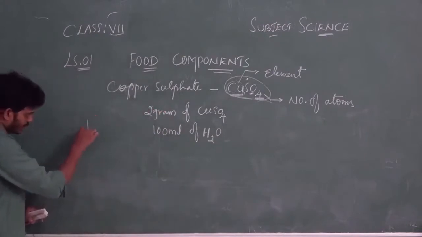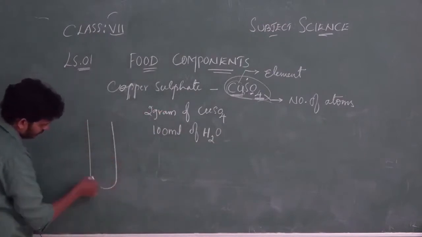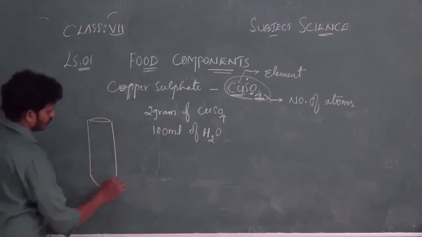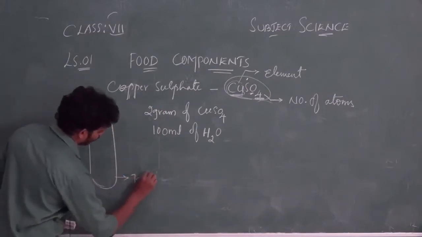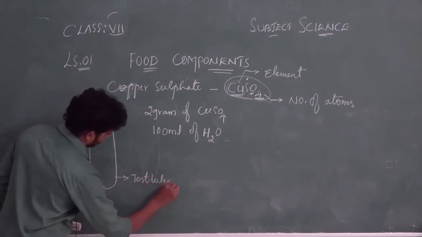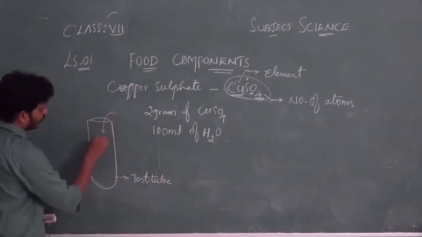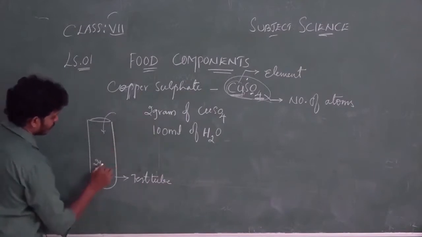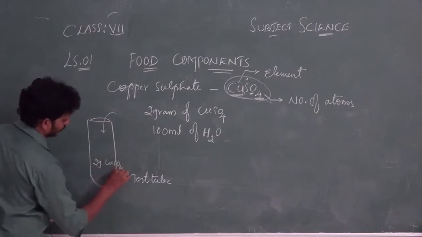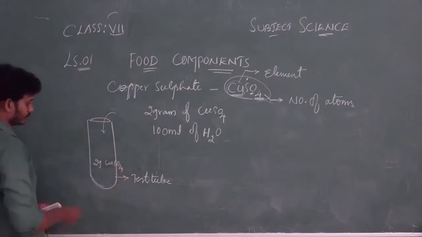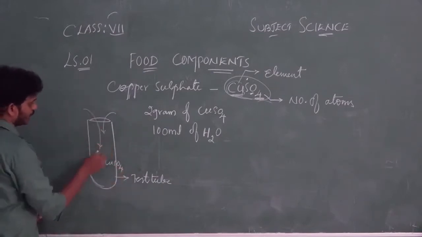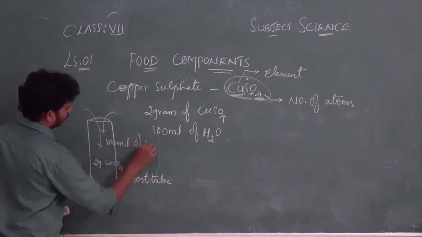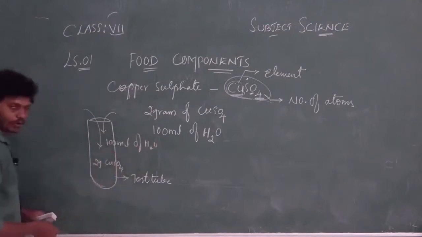So first let's take a test tube. This is the test tube I have taken. What do you call this? Test tube. And into this test tube what have you added? 2 gram of CuSO4, copper sulfate, is added. And to this you are adding 100 ml of water. 100 ml of water is added.